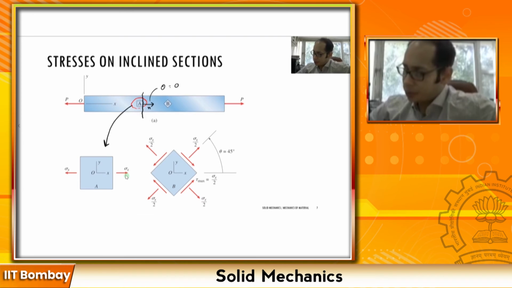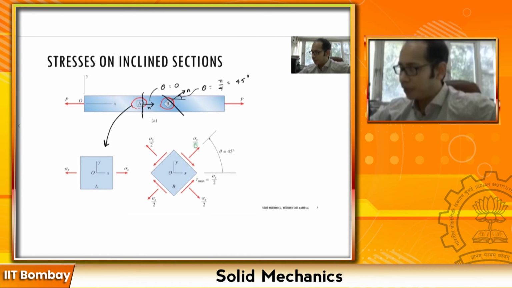Whereas in contrast, if you take a look at element B, which is cut at an angle of 45 degrees, especially this particular face, let me mark this face. This N makes an angle of theta equals pi over 4, that is 45 degrees. In this face, I have a sigma x over 2 and I have a shear force, and the value of the shear force is going to be sigma x over 2. Here I am only showing you this particular cut section.